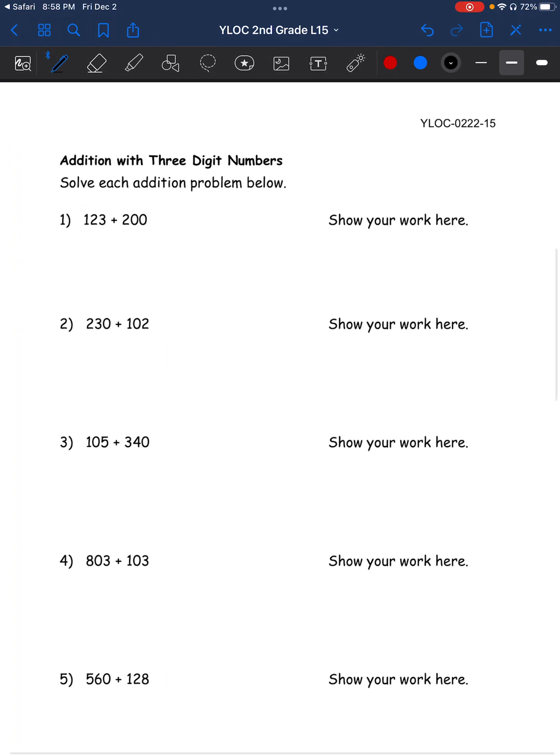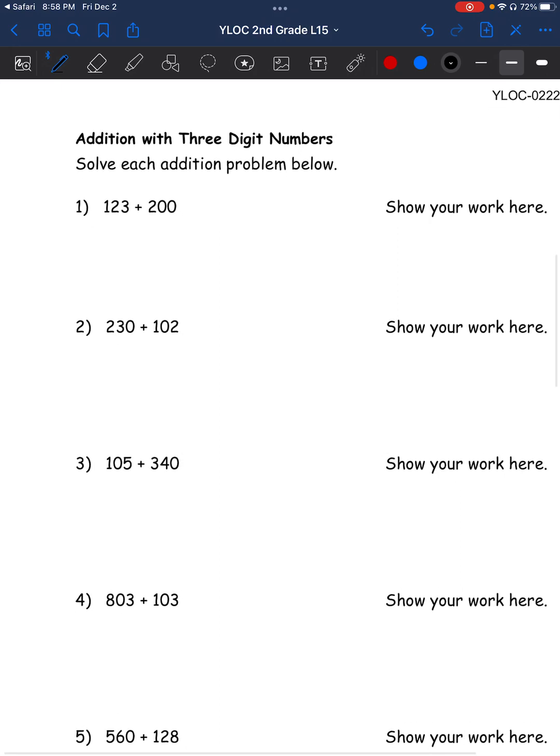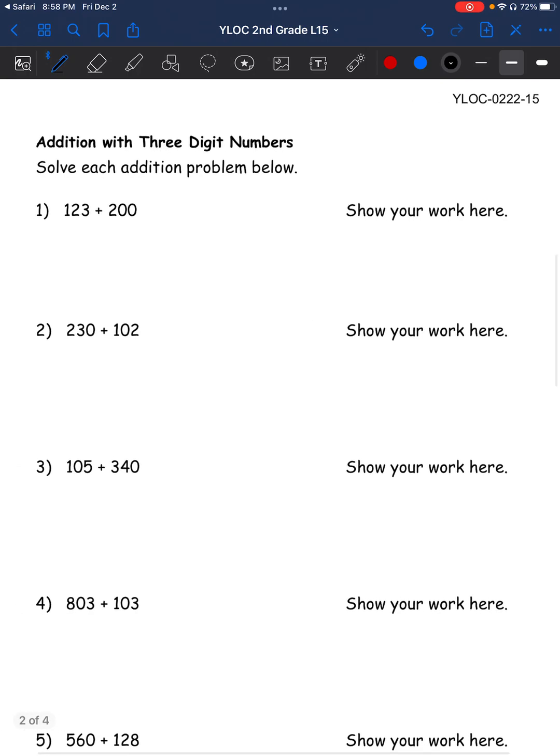So addition with 3-digit numbers. Solve each addition problem below. So 3-digit numbers are a little bit confusing, right? So we have to show our work over here. So let's first jot down 123 plus 200. Now what I like to do is reorder it to make it so that the larger number's on top. So 200 plus 123 equals.